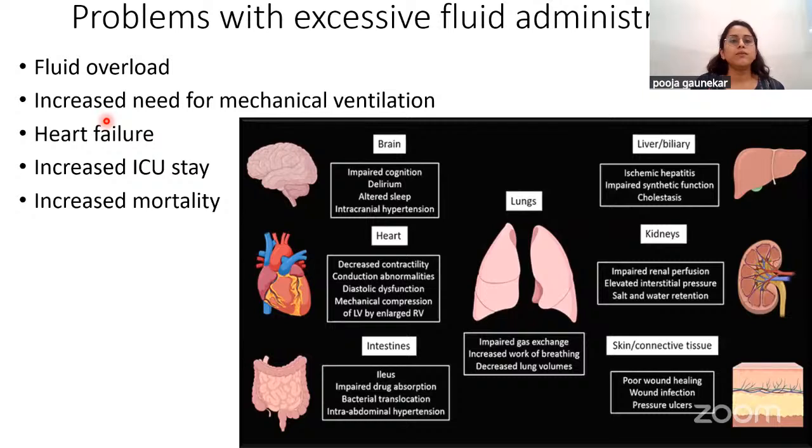So what are the problems associated with excessive fluid administration? It is seen that excessive fluid administration gives rise to higher chances of heart failure, increased ICU stay, increased mortality, increased need for mechanical ventilation, and increase in the ICU days.